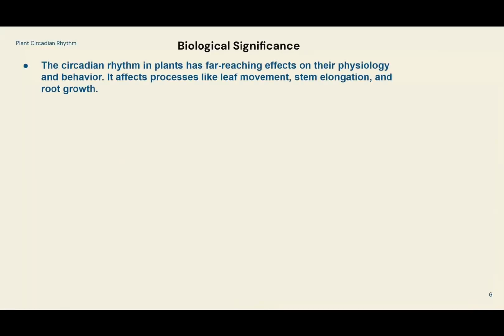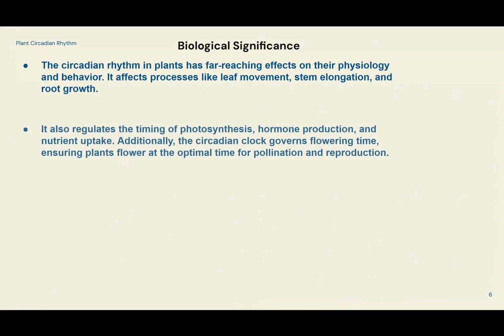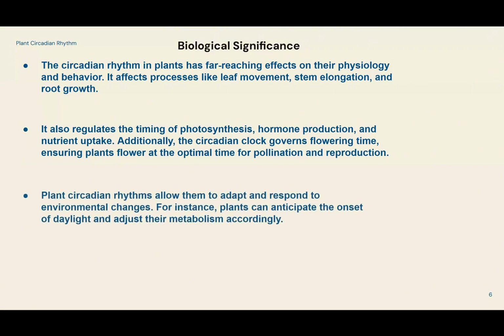Yeah, so the circadian rhythm in plants has far-reaching effects on physiology and behavior, as in stuff we learned in class, processes like leaf movement, stem elongation, and root growth. It regulates the timing of photosynthesis, hormone production, and nutrient uptake. Very important, especially on the topic of photosynthesis. Additionally, the clock governs flowering time, ensuring plants flower at the optimal time for pollination and reproduction. Also very important, you don't want to be pollinating during the winter when it's raining and all of your pollen gets flooded to the ground and doesn't go anywhere.